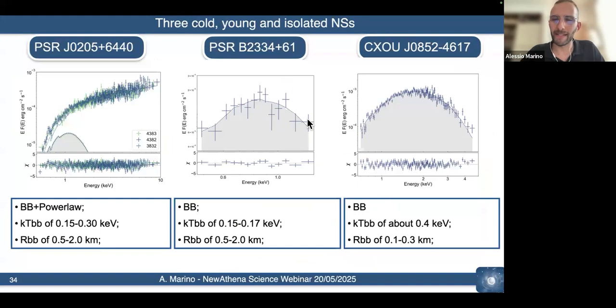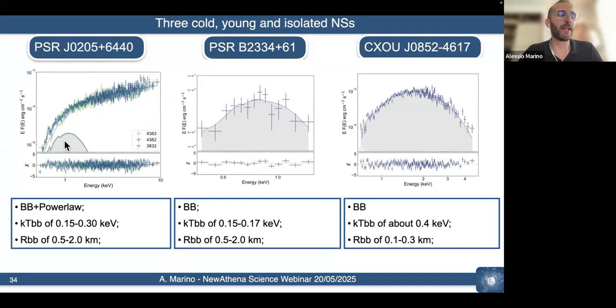Two of them, the pulsar and the CCO, have purely thermal spectra, while this pulsar, 0205, is actually dominated by a power law. This power law is due to the nebula which surrounds this neutron star. Now, this contribution is not what we're interested in. We are just interested in this black body component, which is statistically significant, even though it is, of course, not the dominant spectral component in this emission. We just took into account this component in the rest of this work.